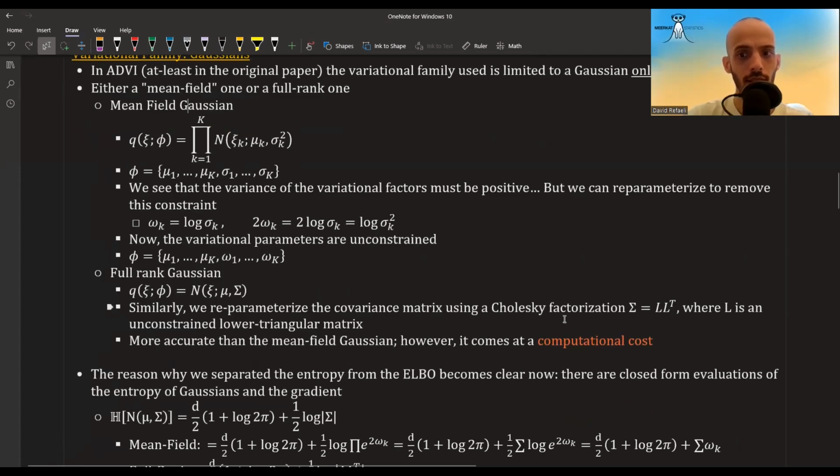For the full rank Gaussian, we use the fact that the covariance matrix is positive definite and symmetric. So we can use the Cholesky factorization. And then L, which is a lower triangular matrix, the elements in that matrix are unconstrained, and it can be any number. So the mean field Gaussian, let's say in 2D, can only be something like this. It has to be axis aligned. And the full rank Gaussian can also be something like this. It can capture these angles. So obviously it's more expressive than the mean field Gaussian, but it also comes with a computational cost.